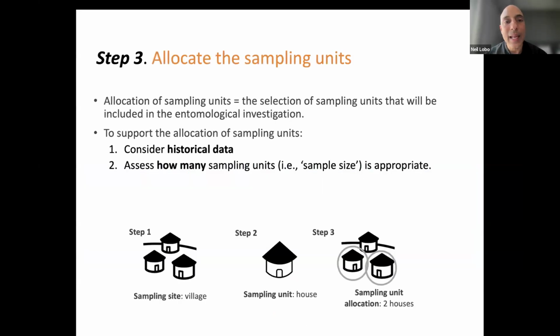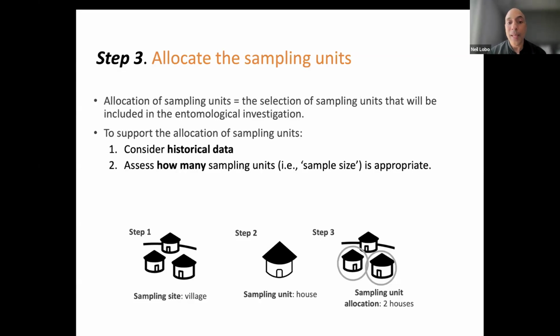So the next step is to allocate your sampling unit. We want to pick which one of these houses or which of these outdoor cooking shelters we want to utilize for collection. The allocation of the sampling unit means a selection of sampling units that will be included in our study. To support the allocation of units, how to pick these units, we can consider historical data. For example, if we already have data from that site and some of those units, some of those houses, have already been selected, we might want to continue with those since we might have data associated with that and we can look at trends. Of course, this is based on your question.